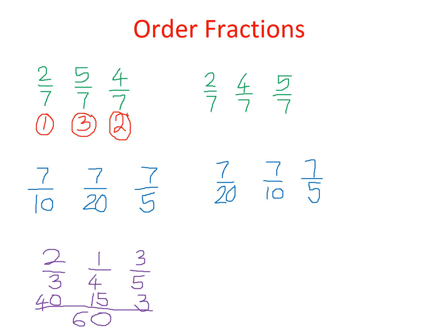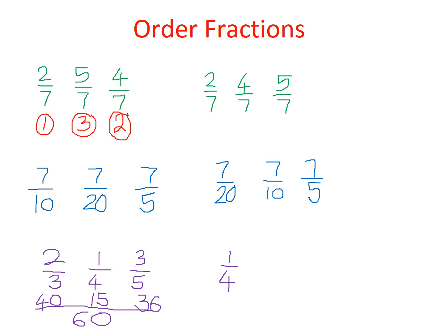So of all these numbers, which one do you think is the smallest? 15 is definitely the smallest. So 1 over 4 is the smallest fraction here. I love this method. It's called the LCM method. Okay, 1 over 4 is definitely the smallest over there.